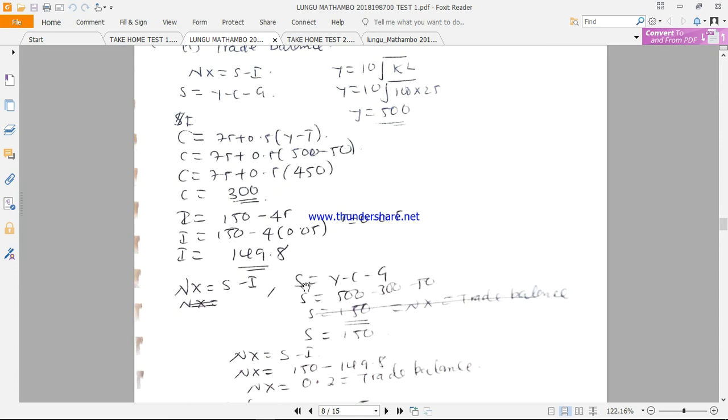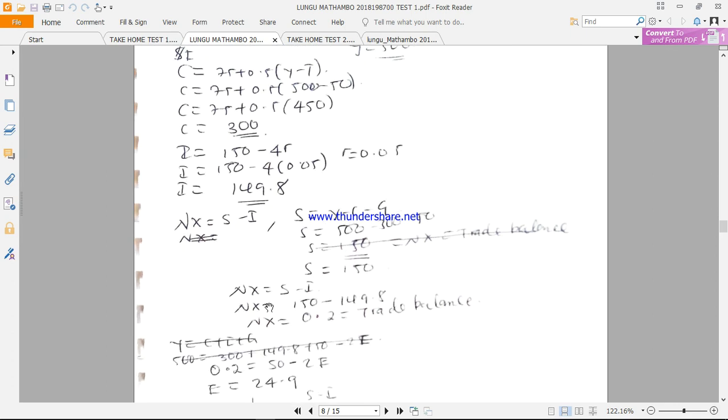So savings is equal to Y minus C minus G, where Y is 500 from there, consumption is 300, and government expenditure, I think we've been told, is 50. When you calculate, I'm sure you're getting 150 as the total level of savings.